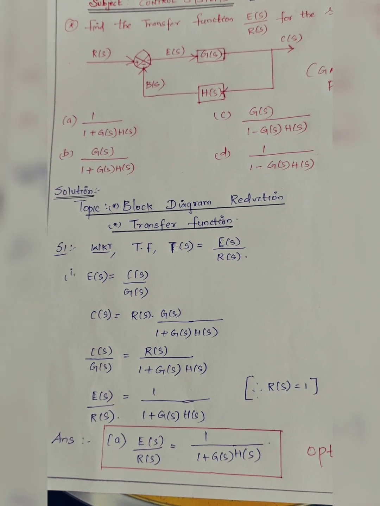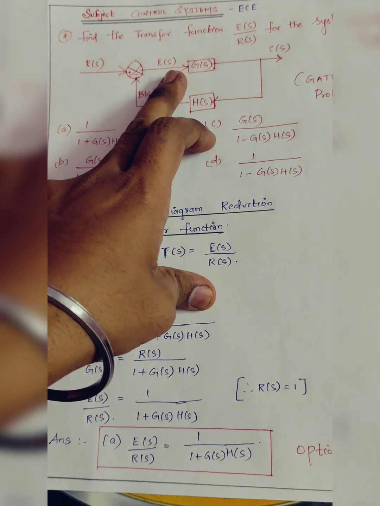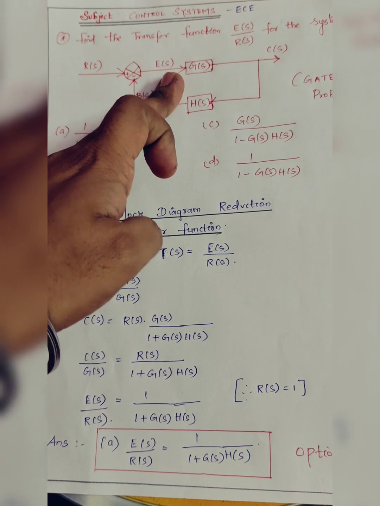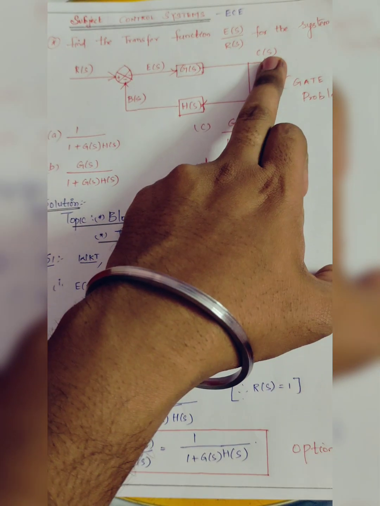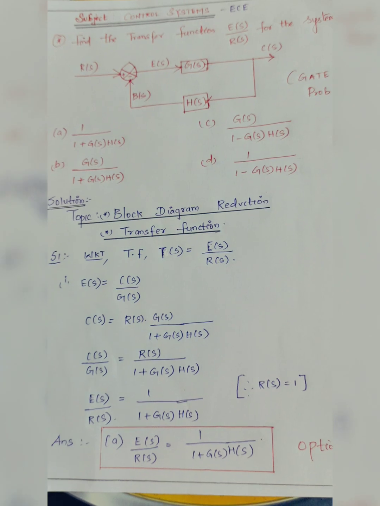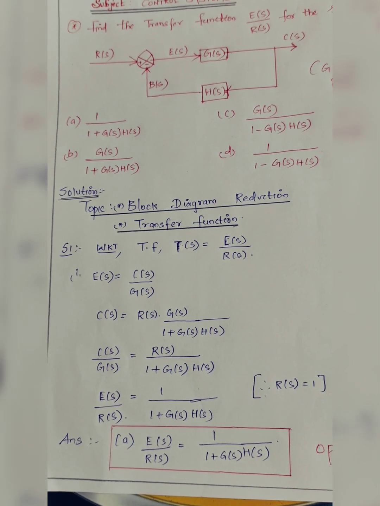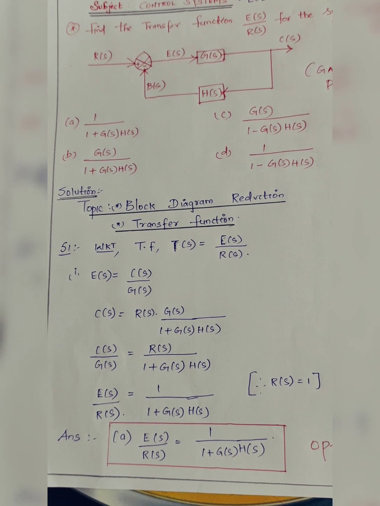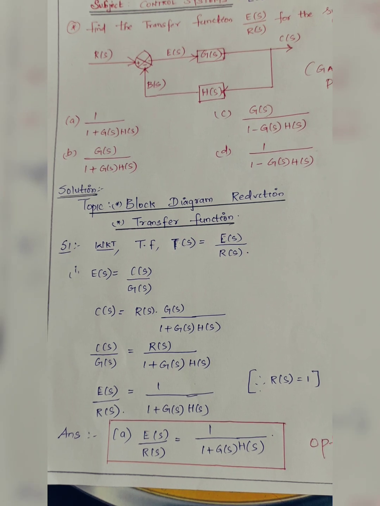What is this E of S? E of S is here, right? E of S is equal to, output is G of S. So E of S is equal to C of S divided by G of S. That is my E of S.